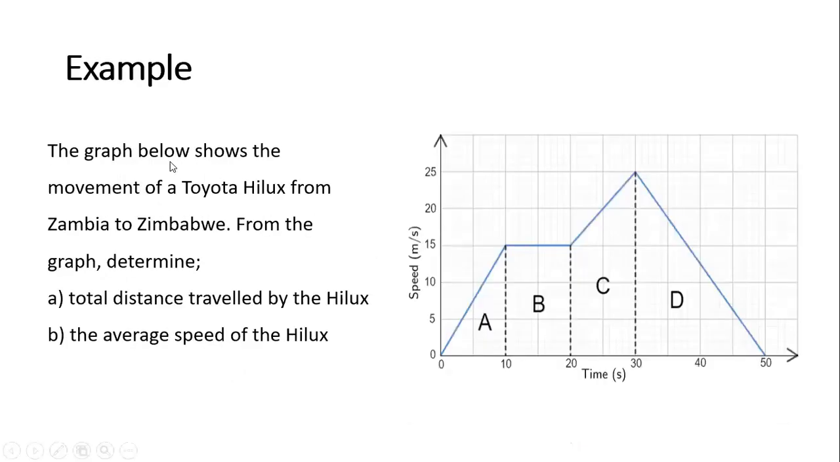Let's look at the question. Okay, so here it says, the graph below shows the movement of a Toyota Hilux from Zambia to Zimbabwe.